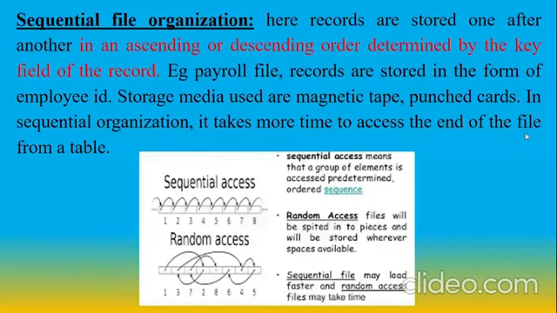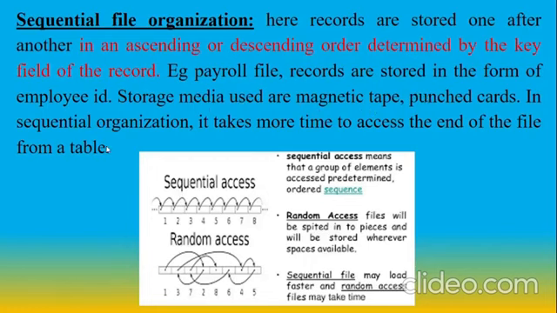The next is sequential file organization. Here records are stored one after the other in ascending or descending order determined by the key field of the record. For example, a payroll file. A payroll file is nothing but the employees' details. The records are stored in the form of employee ID, that means employee details will be stored according to the employee ID. The storage media used are magnetic tape and punched cards.